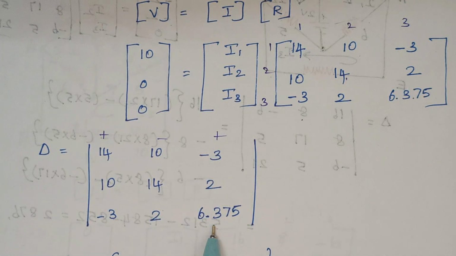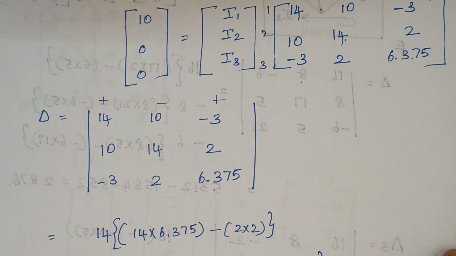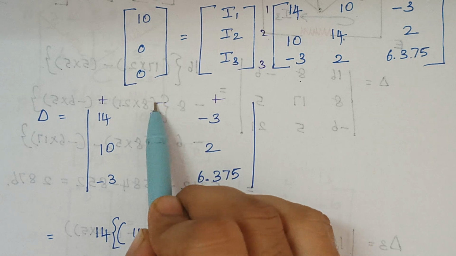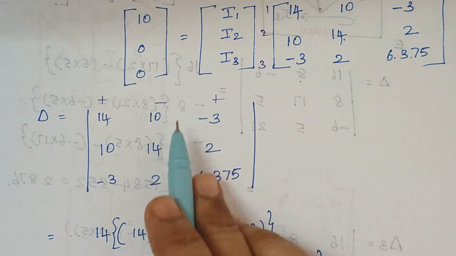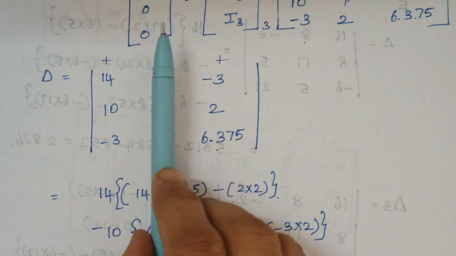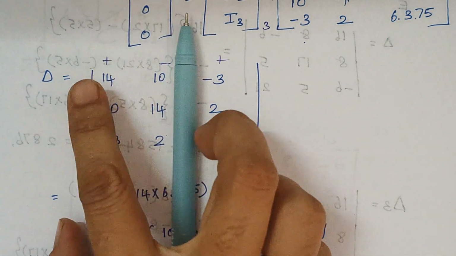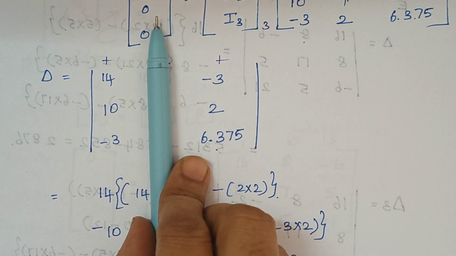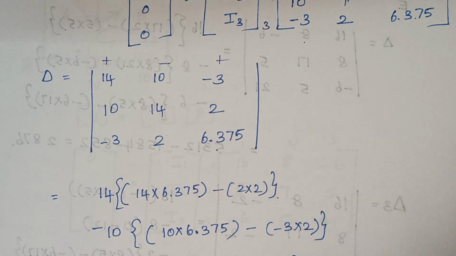So 14 into 6.375 minus of 2 into 2. Okay, that is your first expression which is written here. And the next thing is here we are having a minus, right? So minus 10, you have to write it as minus 10 here. Then the next thing is you have to hide this one as well as this row. So what comes next? 10 into 6.375 minus of minus 3 into 2.